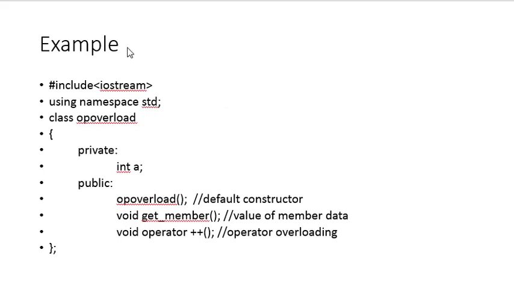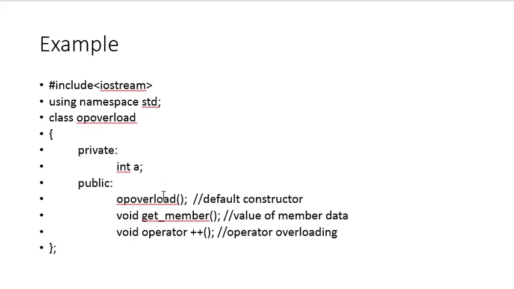The example begins with these headers which we include. I have given the name of the class as OpOverload, just to remember that we are using operator overloading. As you already know, we declare the variables as private while the functions are public. So privately I have declared an integer a, while publicly there are functions.